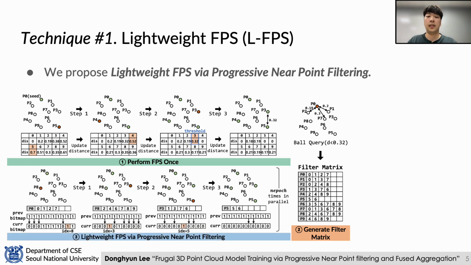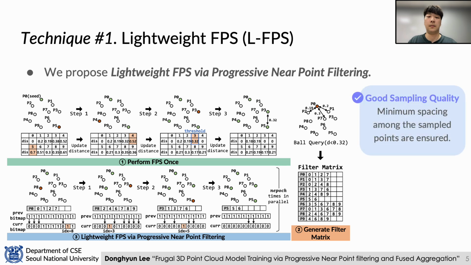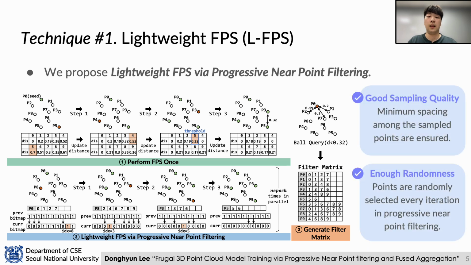Finally, points that are sufficiently close to the previously sampled points are filtered out every iteration by referencing the filter matrix. After filtering, we randomly select a point that remains unfiltered. Through this algorithm, lightweight FPS can maintain good sampling quality while also preserving enough randomness across epochs.